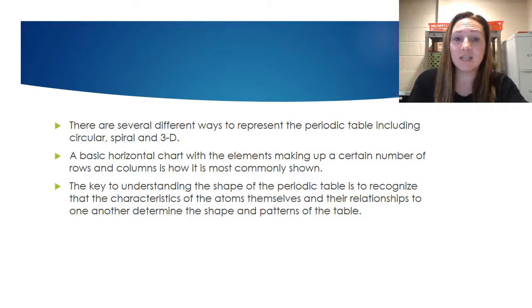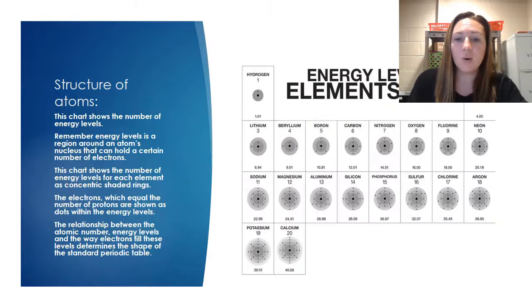Key to understanding the shape of the periodic table is to recognize that the characteristics of the atoms themselves and the relationships to one another determine the shape and patterns of this table. So as you can see here, we have the first 20 elements on our periodic table, and this shows it with their energy levels, which we've been talking about.